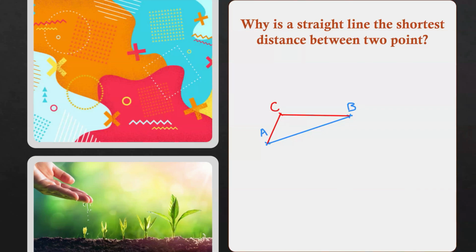So what I'm trying to do is, for any point C that is not on the line AB, if I go through point C and I cannot get a shorter distance, then A to B must be the shortest. So that is the idea, and that is what I'm going to do. Now, how am I going to do that? I am going to use the concept of a circle.